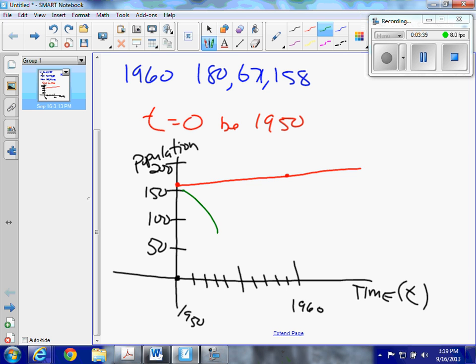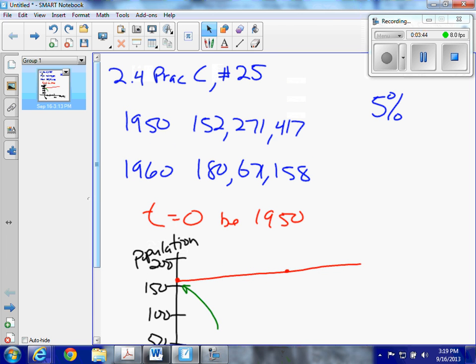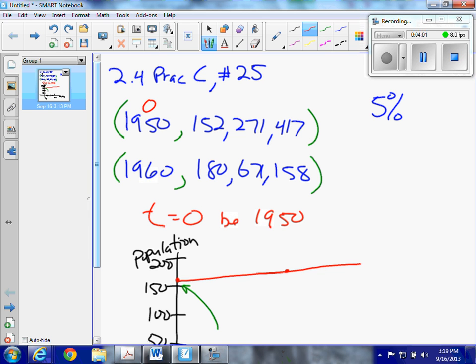But this point right here has the coordinates 1950, 152,271,417. And the other point has the coordinates 1960, 180,671,158. Now, it did say that t is equal to 0, so instead of 1950, I could have had that as 0, and I could have had this as 10. Either way, it won't make much difference, because I'm trying to calculate a linear model. I have 2 points. In fact, I even have a y-intercept.